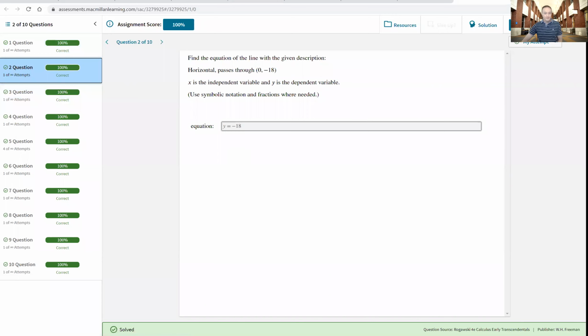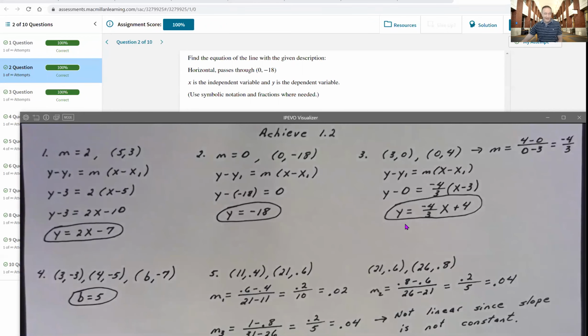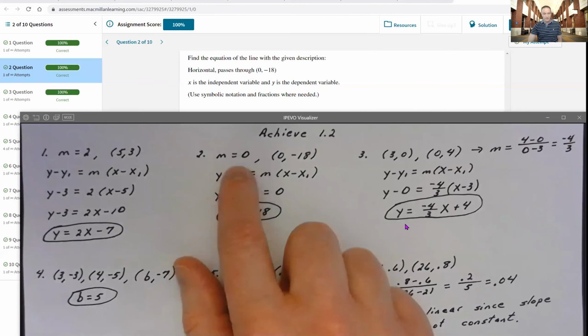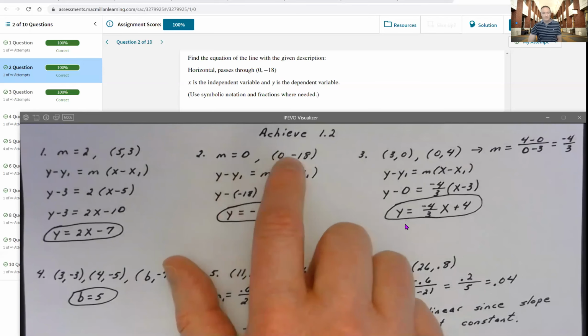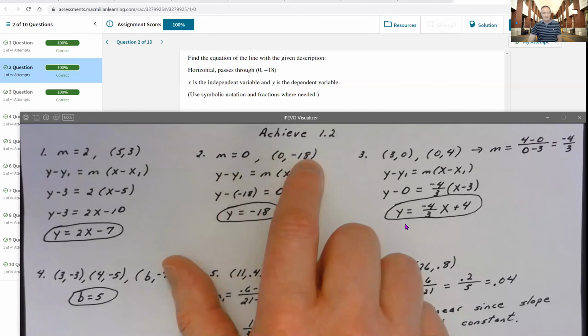For the next one here, it's a trivial problem because it's giving us one of the special cases. Remember, special cases of vertical lines are always x equals, and horizontal lines are always y equals. The reason is that the slope of any horizontal line is 0. It's never going to increase or decrease its y value, no matter how far the x value goes. Now this one goes through the point (0, negative 18).